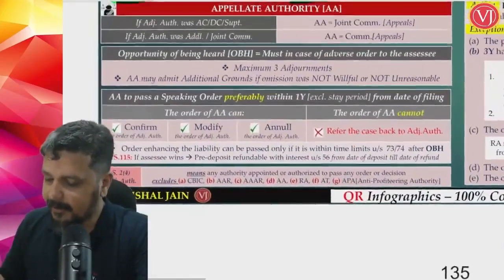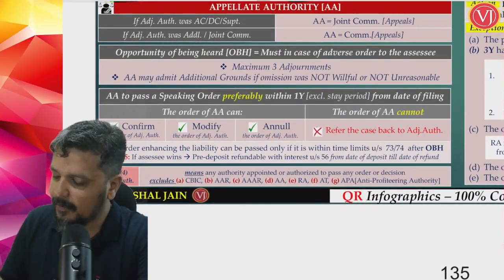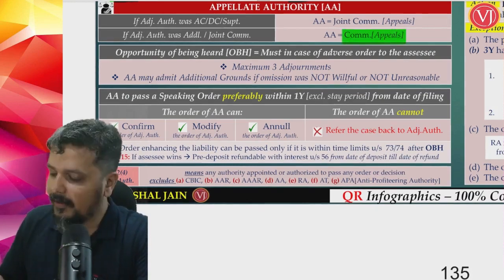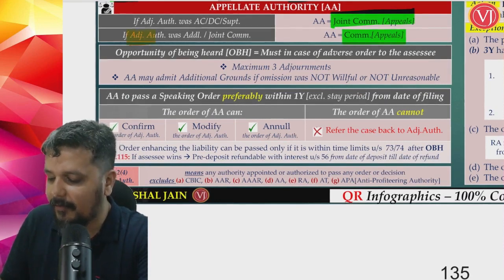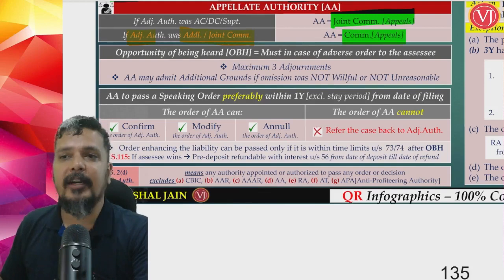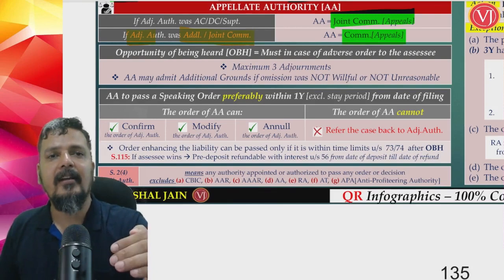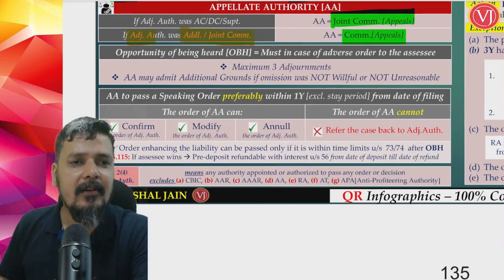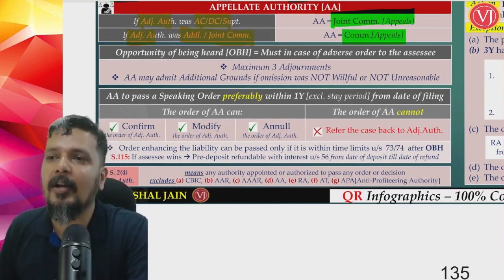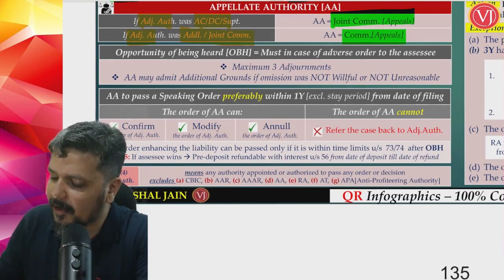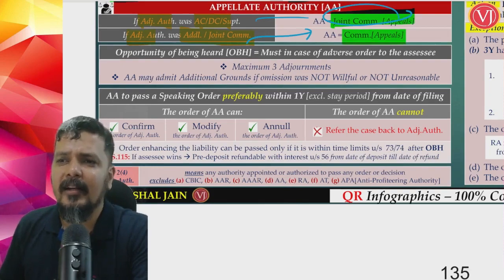Now, other small differences. In first appeals, there are two authorities. One is Commissioner appeals. One is Joint Commissioner appeals. Commissioner appeals will hear the matters where the adjudicating authority was additional commissioner or joint commissioner. But if the order was that of assistant commissioner, deputy commissioner or superintendent, the matter will be heard by joint commissioner appeals.